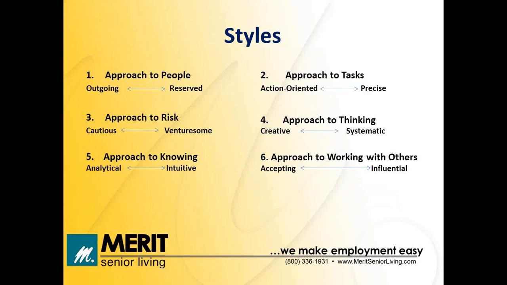Styles. Styles show in people's personalities and how they tend to organize and complete their work, respond to others, and look at life. There are 6 general categories of styles. 1, their approach to people. Do they tend to be outgoing or more reserved? 2, approach to task, action-oriented or more precise. 3, approach to risk, more on the cautious side or venturesome.